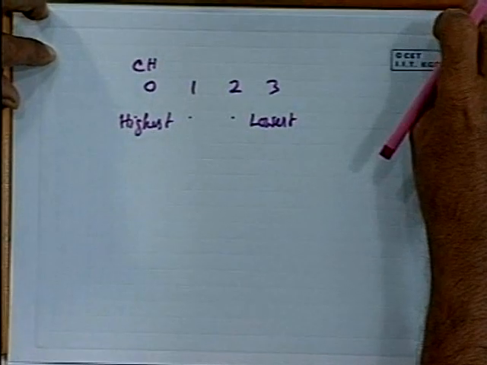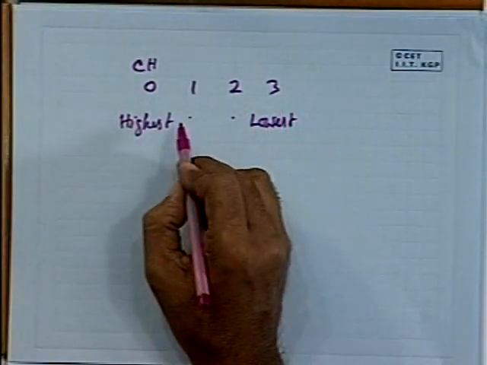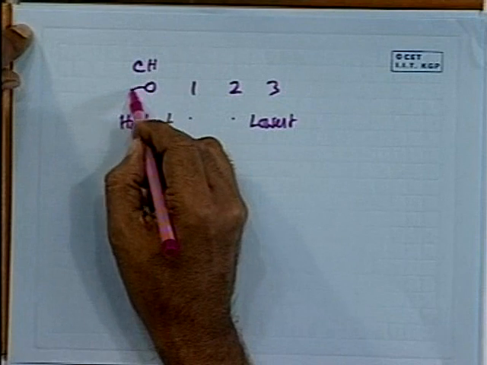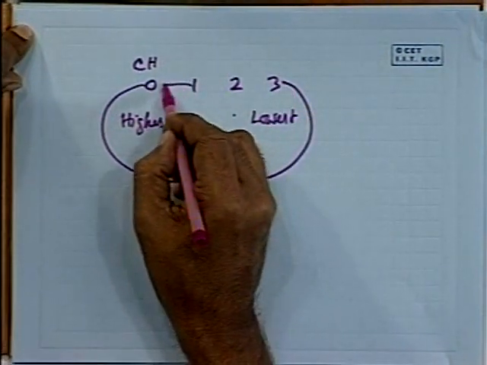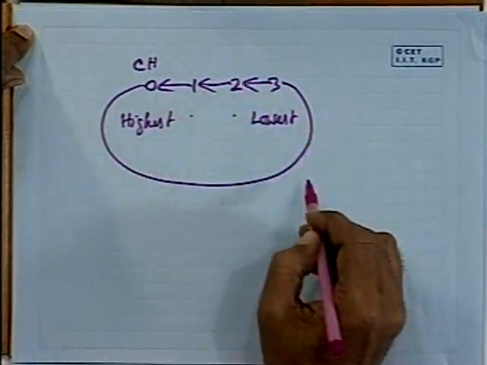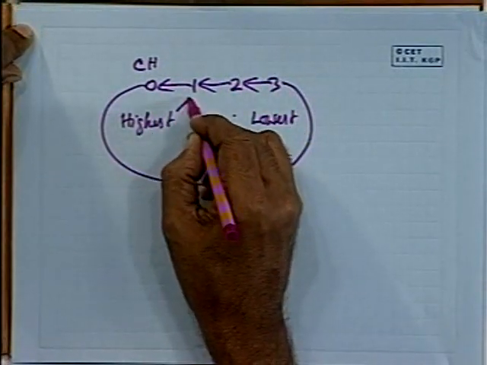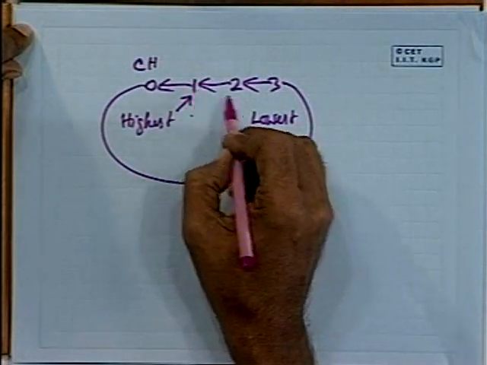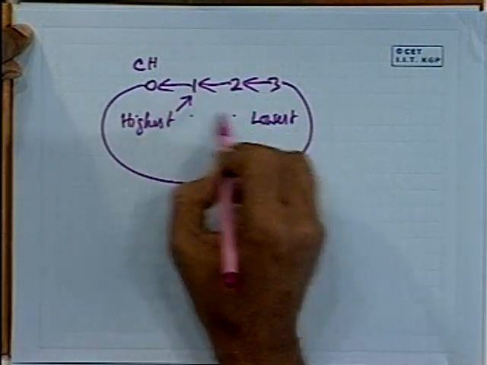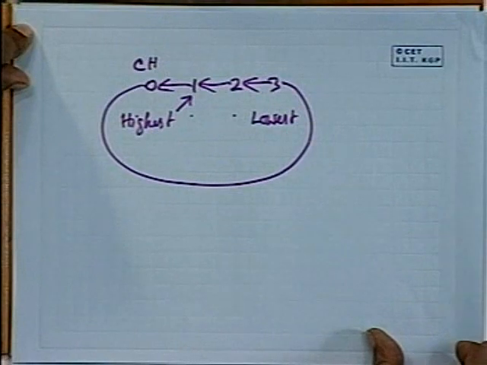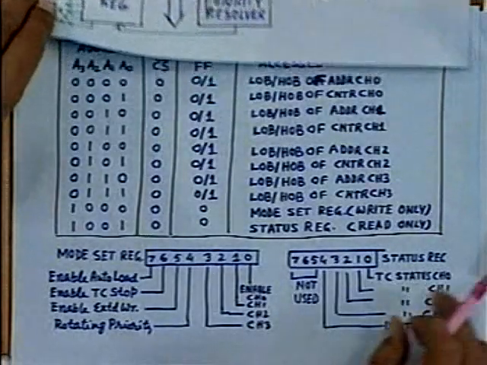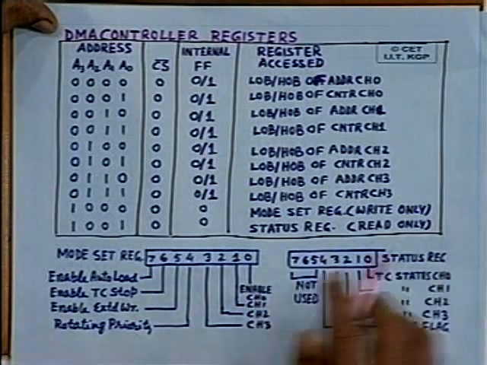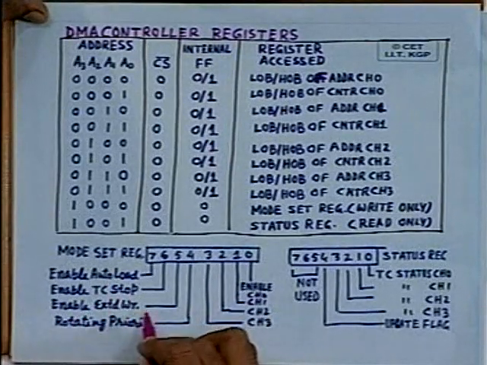But this you may not want. You may want that after channel 0 is serviced, it will have the lowest priority. So in that case, it can be rotating like this. Say after channel 0 is serviced, the highest priority device will become channel 1. And if this is serviced, then it becomes channel 2. In this way, the priority can be rotating. Rotating priority can be used, and that can be decided with the help of this bit. So the channels can have rotating priority, and then this is your enable extended writing.